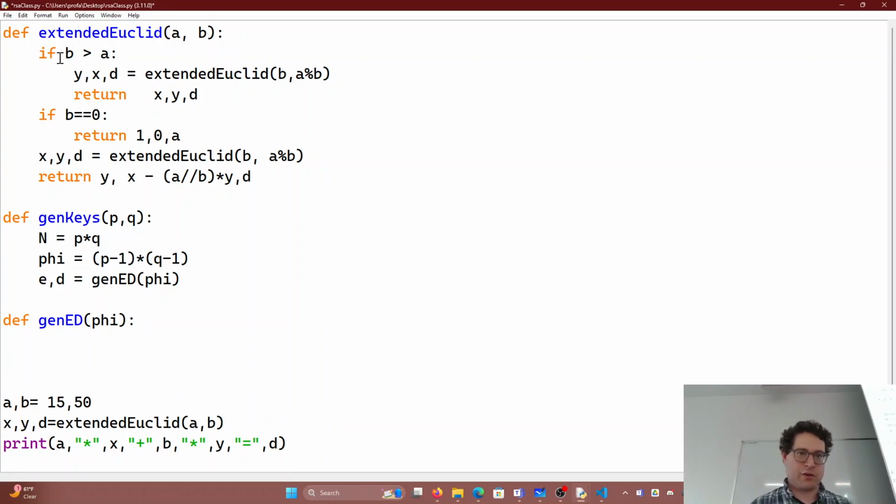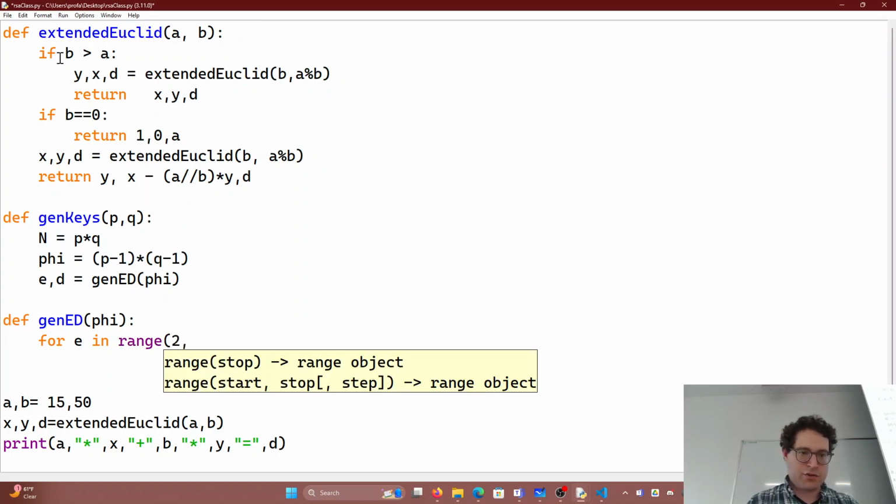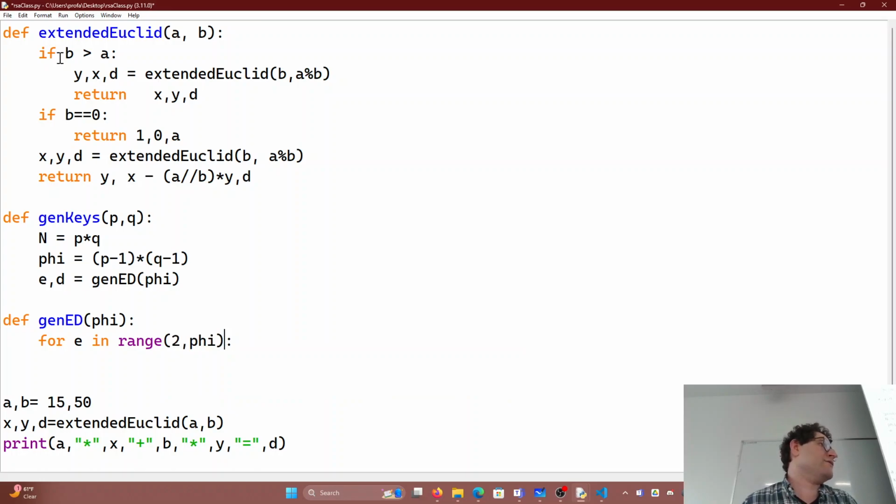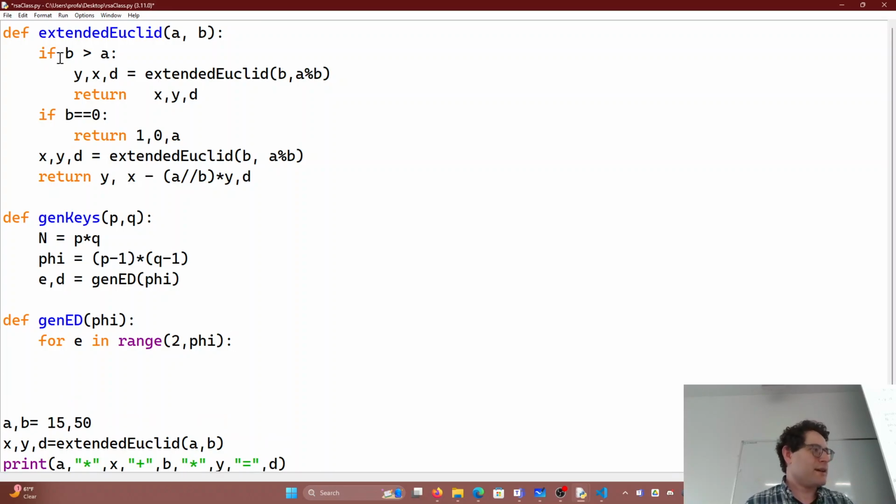So how do I find a number that's co-prime with phi? Let's go ahead and look at every E from 2 and up, for E in range 2, and the highest possible number that could be co-prime with phi is phi minus 1, so this goes up to but does not include phi. I don't know Greek. So for E in range 2 to phi.